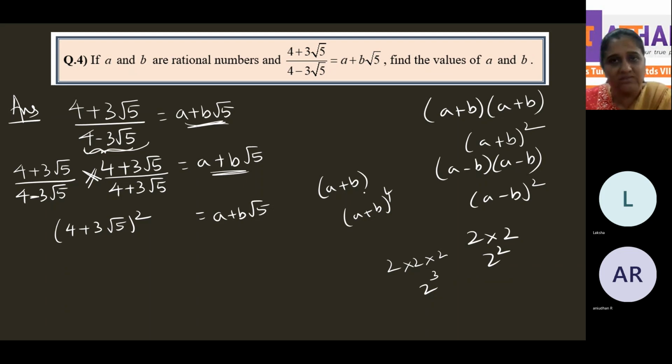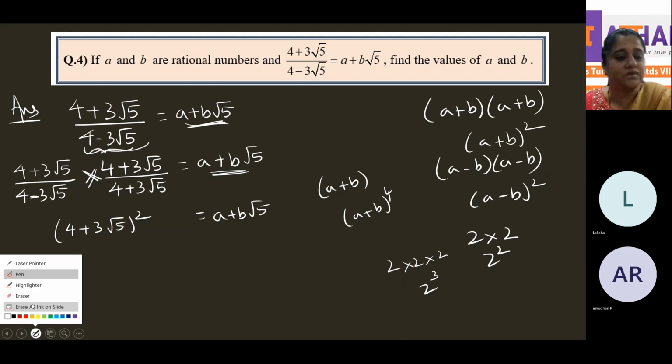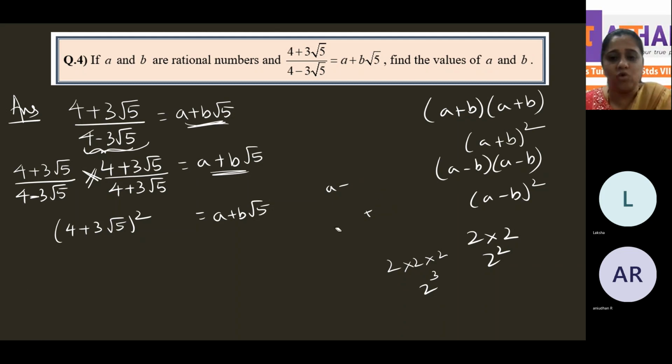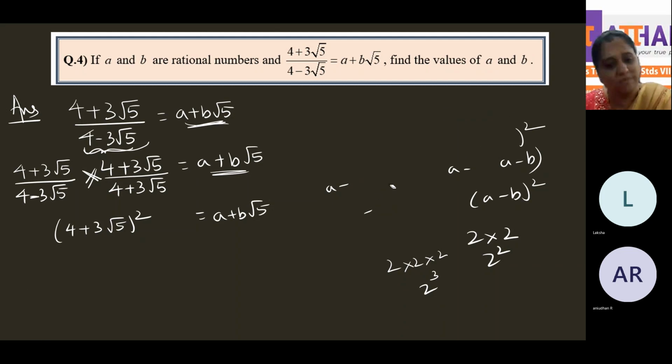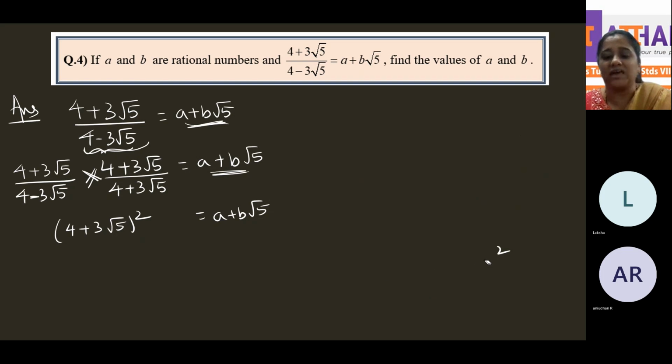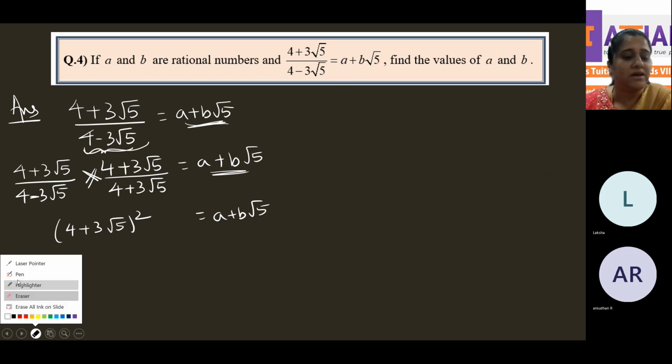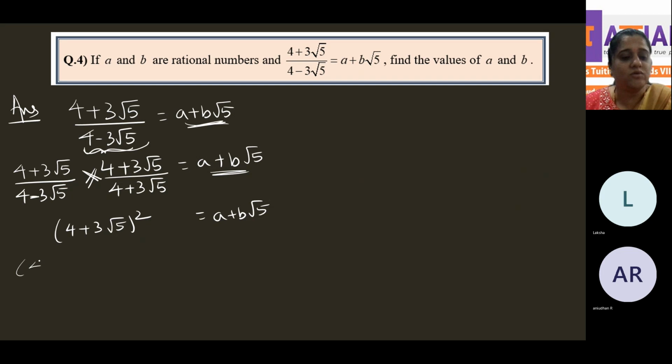A minus B with itself is A minus B the whole square. If it is another A minus B, the whole cube. Okay, so the numerator is 4 plus 3 root 5 into 4 plus 3 root 5. Same thing, so it will be 4 plus 3 root 5 the whole square, because A plus B into A plus B is A plus B the whole square.